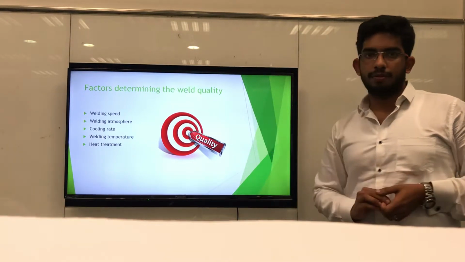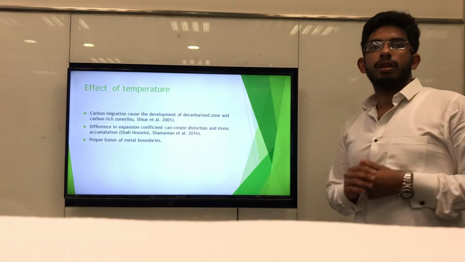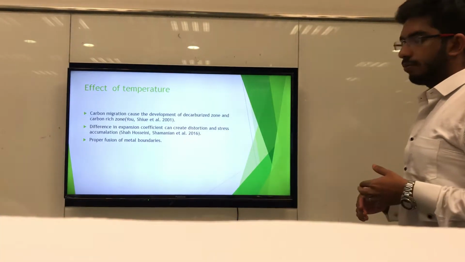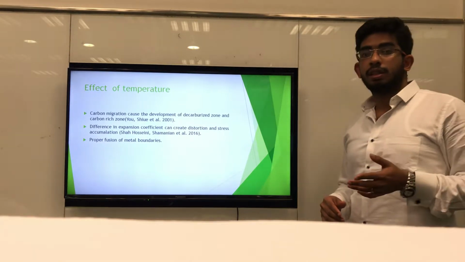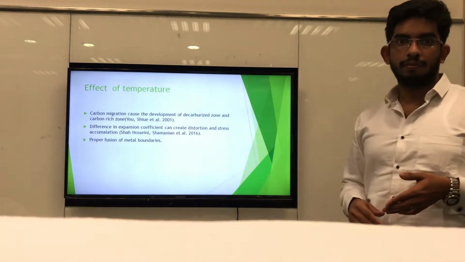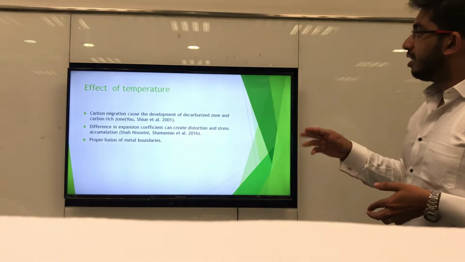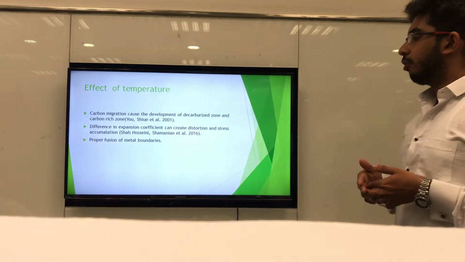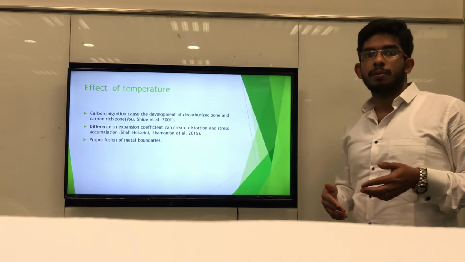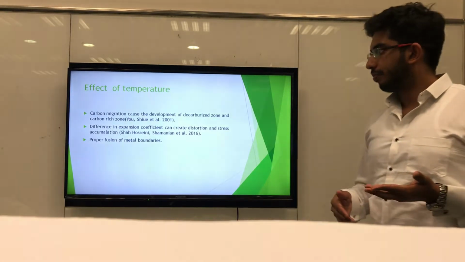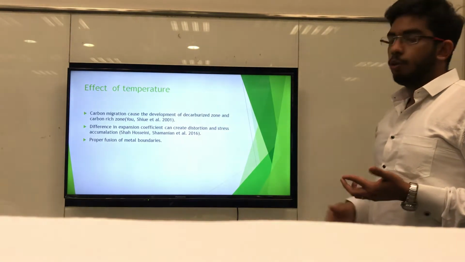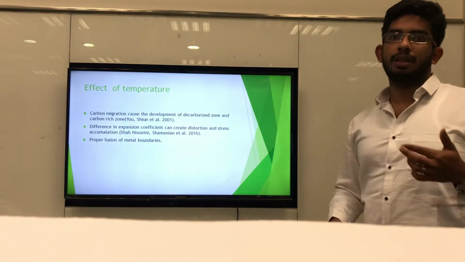Consider the welding temperature. The carbon migration is directly related to the welding temperature. An increase in temperature can cause a high migration rate. Also, due to the difference in expansion coefficient, the differential expansion of metals when cooling down causes the formation of microcracks. A proper temperature is necessary for ensuring proper fusion in the metals.